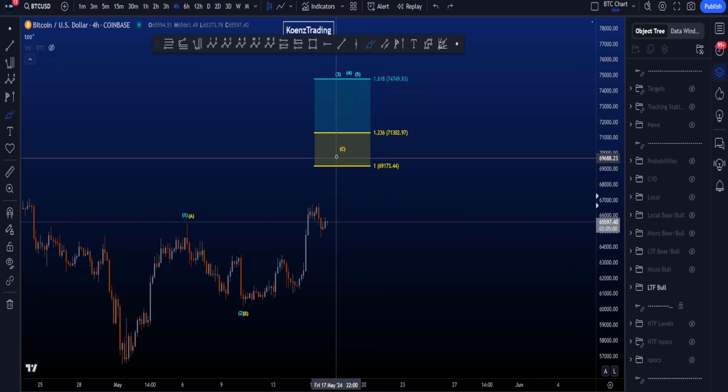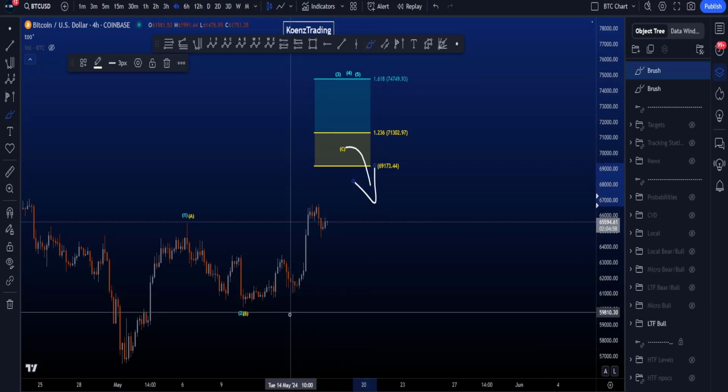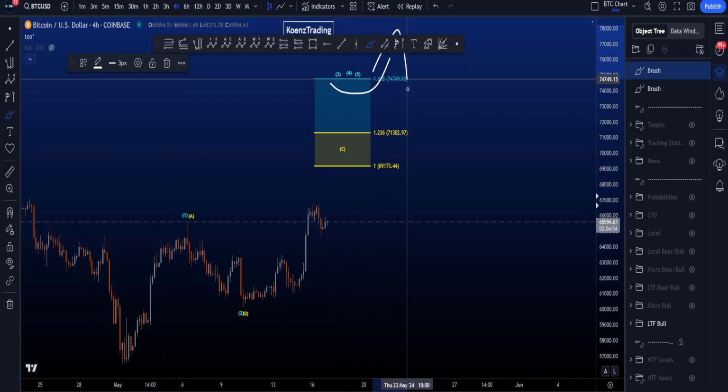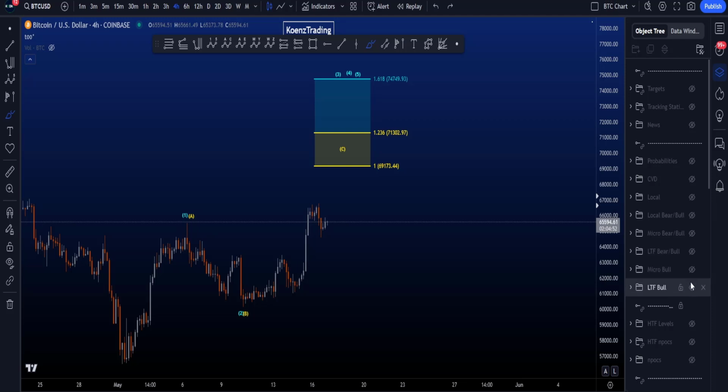After a wave C, we want to see a move towards the downside, looking for the lows at 56k, and of course for a wave 3, we're looking for price to continue its way towards 100k.